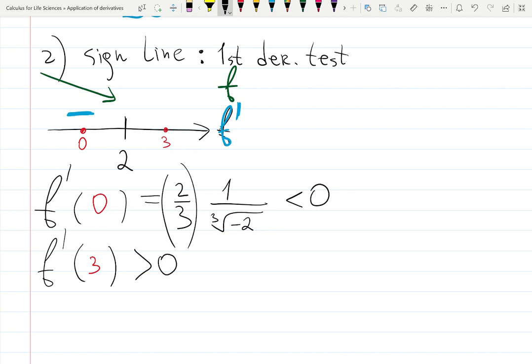But 1,000 is also good. 1,000 minus 2 is positive, so nice. Then it's plus, and in green, the original function is increasing. Look at my sketch. The function was decreasing because the derivative was negative. Then at 2, the derivative does not exist, and now the derivative is positive, so the function is increasing. This is a local minimum.